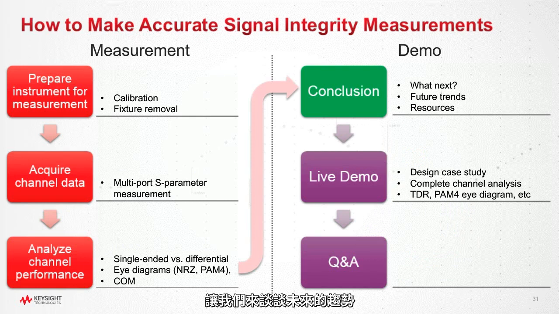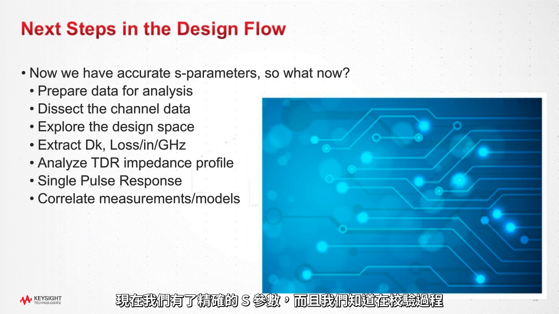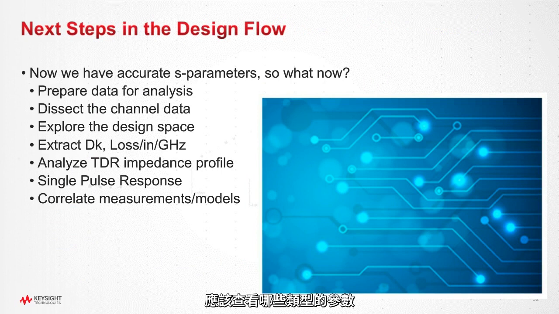Okay, so let's talk about what's next and some future trends. So now that we have accurate S parameters, we understand the calibration process. We know what types of parameters we need to look at, and even if we have some more complex measurements, we can do those. What do we do? What's the plan? Well, we want to prepare the data for analysis, and dissecting the channel data is really helpful in the troubleshooting process.